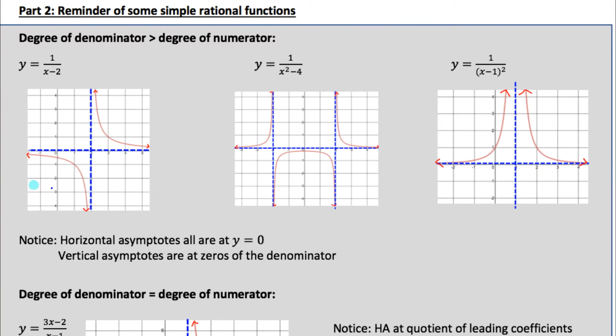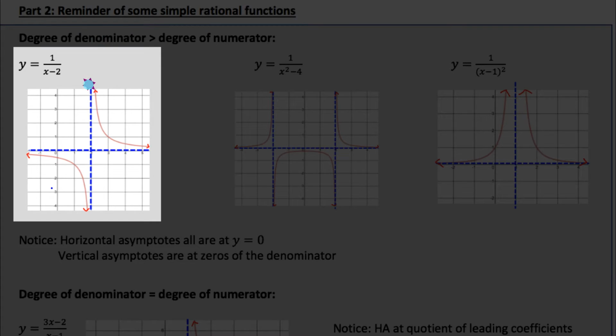They also all have vertical asymptotes. How do we know where the vertical asymptotes are? Well, the vertical asymptotes, no matter what type of rational function we have, are always at the x value that makes the denominator be 0. If we look at the first function, 2 would make the denominator be 0. That's why there's a vertical asymptote at x equals 2.